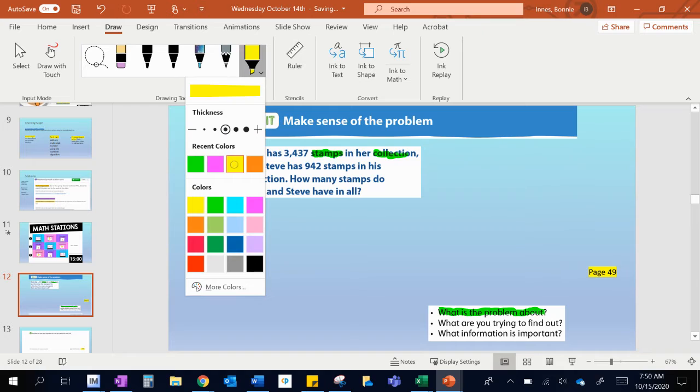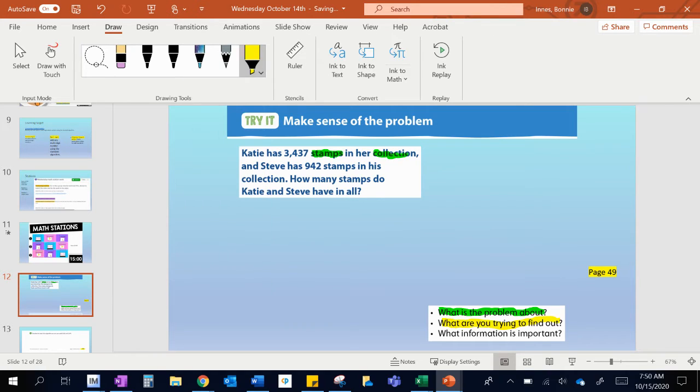Okay, I'm going to switch colors. Second question is, what are we trying to find out? So I can read it again, and I'm going to think about what am I trying to find out. Katie has 3,437 stamps in her collection, and Steve has 942 stamps in his collection. How many stamps do Katie and Steve have in all? Normally, when we're asked, what are we trying to find out? It's normally in the last sentence. How many stamps do they have in all? And in all is a really important word. It means addition. It means they have stamps and they're going to put them together and they want to know how many do they have together, all.